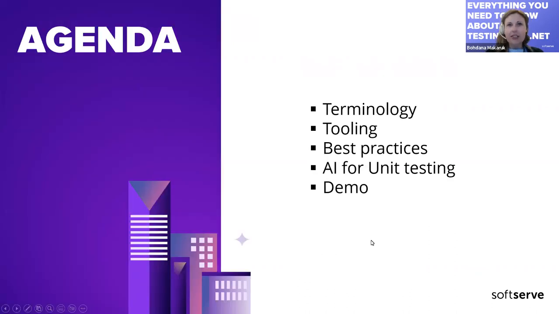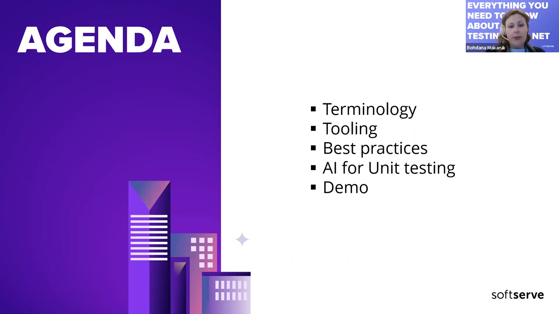This is our agenda for today. I will start with terminology. We'll talk about some definitions, types of tests, and why unit testing matters. Then let's summarize some tools needed for unit testing. Next, we'll talk about best practices like characteristics of good unit tests, what to test, what not to test, some testing conventions, code coverage, and so on.